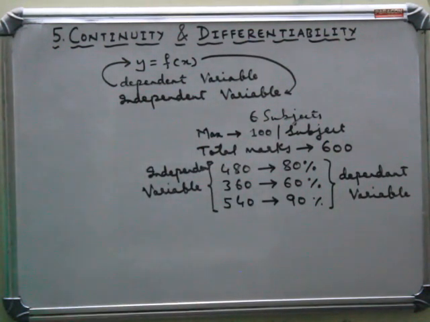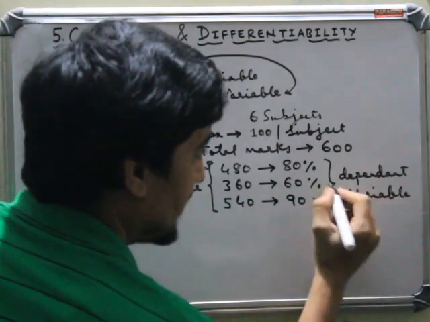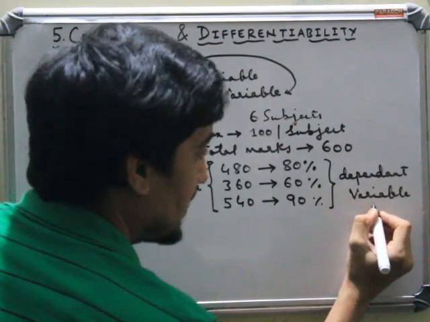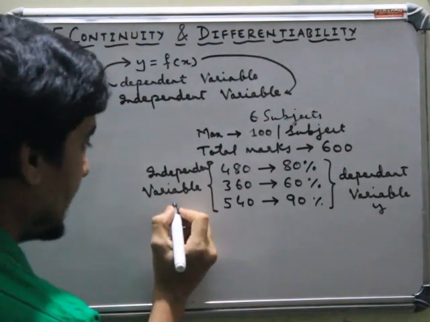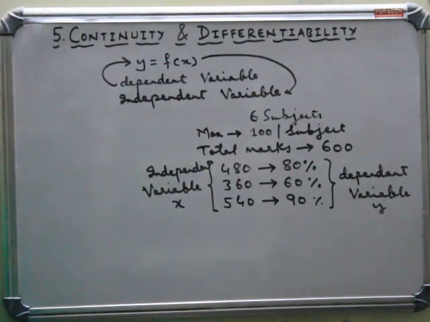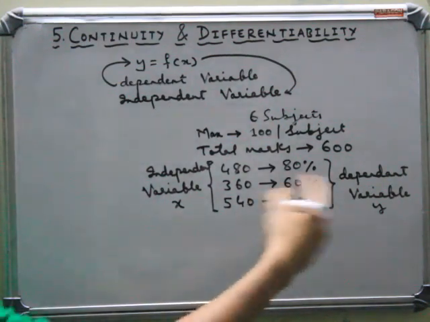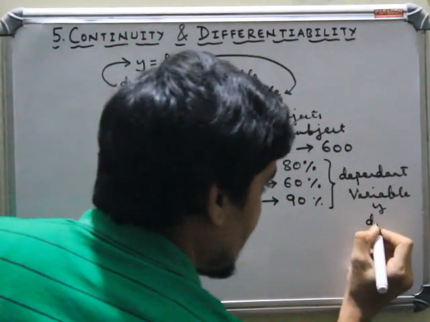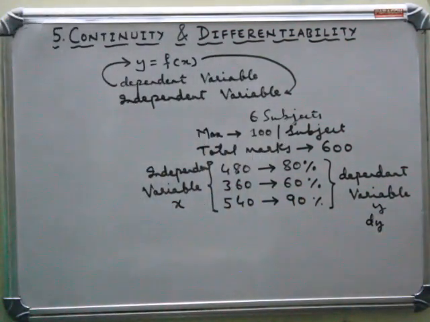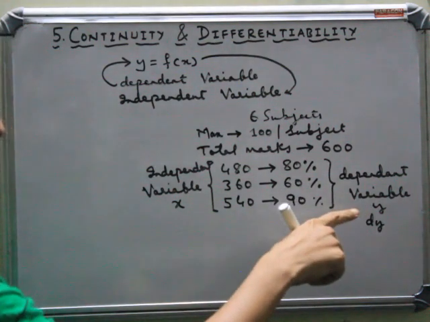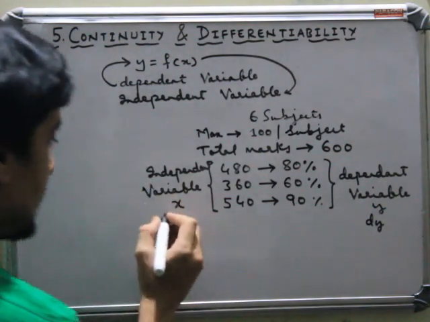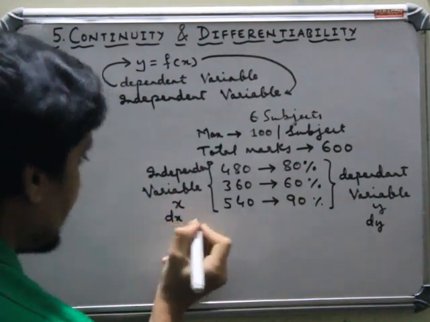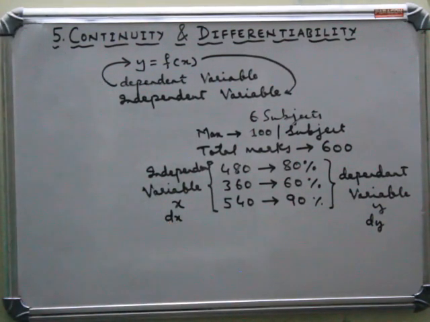How do we write this? Say if I consider this, as I said, this is a dependent variable, let's take this as y. This is independent variable, let's take this as x. Change in dependent variable, we write it like this, dy. Change in dependent variable with respect to change in independent variable. So change in independent variable is written as dx.